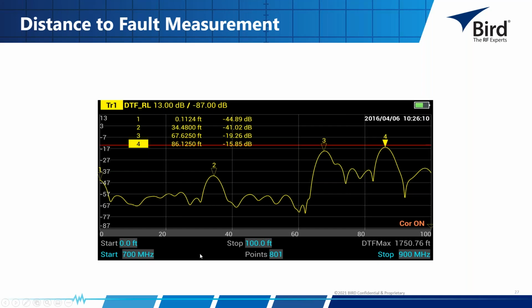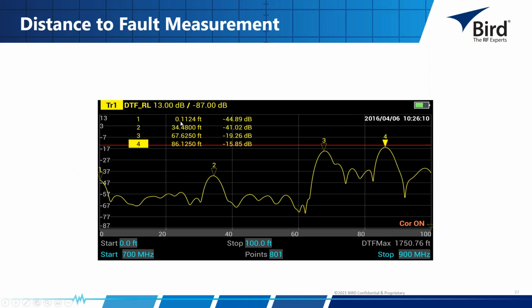Remember in the previous slide, my total distance was 86 feet. Well, I add about 10% to 20% to the final total distance, and I've settled on 100 feet for my stop distance. There's a little indicator out here. This is telling me the distance default, the maximum length I can see is 1,750 feet. And this is all based on my frequency span, the number of data points, and the cable information, most notably the velocity of propagation. So let's take a look and see what we have.